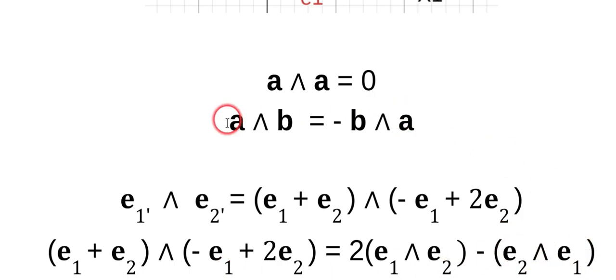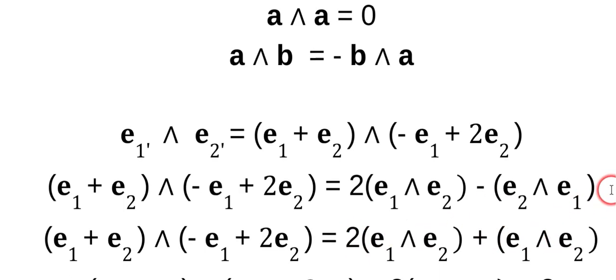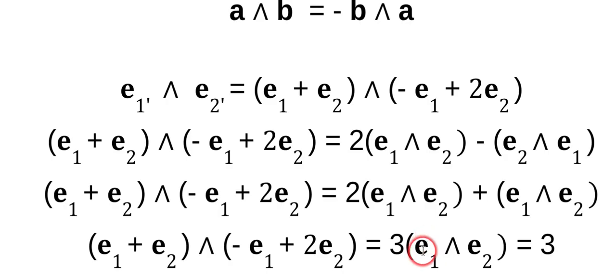Now remember this property, right? If I flip these two, it changes the sign. So when I flip A and B, it changes the sign. So I do that and I get 2 of these and now 1 of these. Now I can add them together and I get 3 of these. Well, we just saw above, this is the unit bivector, which is 1. So we got 3 times 1 is 3.